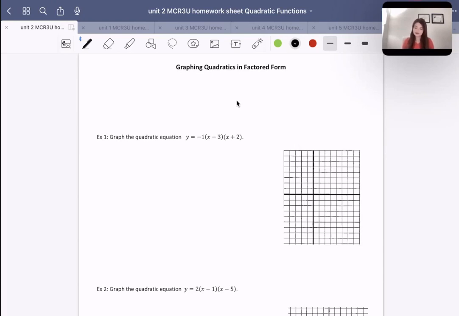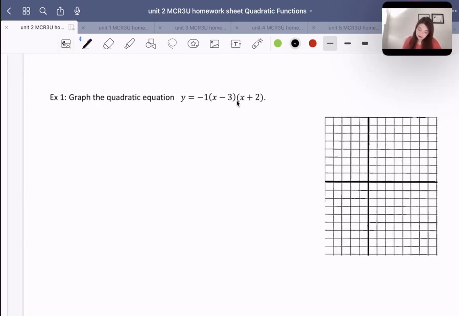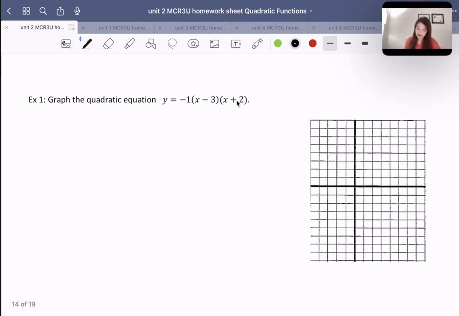So I'm going to just jump into an example here. Here we have an example with this quadratic of y equals -1, x minus 3, x plus 2. So first things first, I would like to find the zeros. So I'm going to set y to 0. 0 equals -1, x minus 3, x plus 2.